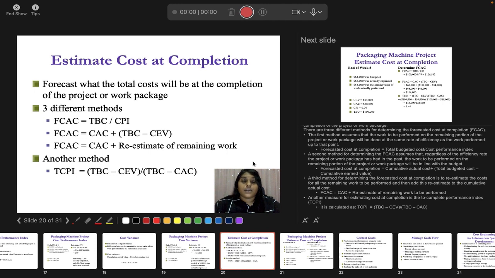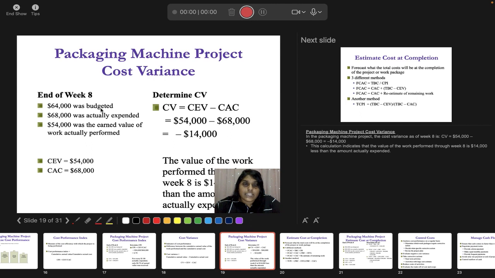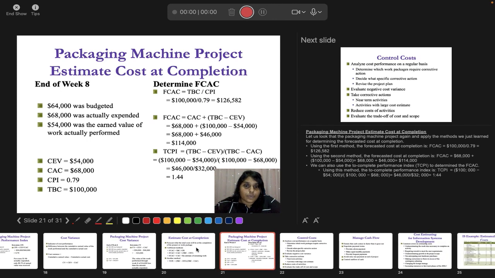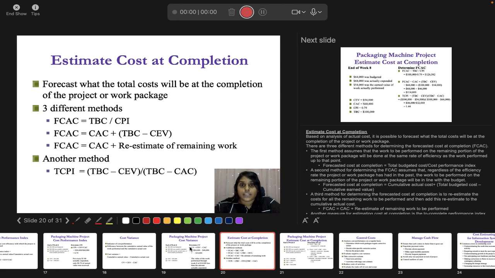Estimate cost at completion. Now you have figured out whether your project has gone over budget, under budget, or however your project has progressed. In this example, your budget was 64,000, but you have overspent because your actual spend is 68,000. That means you have overspent by 4,000. So now you need to figure out how much it is going to cost you when you actually complete this project, because in this example your project was for 12 weeks.